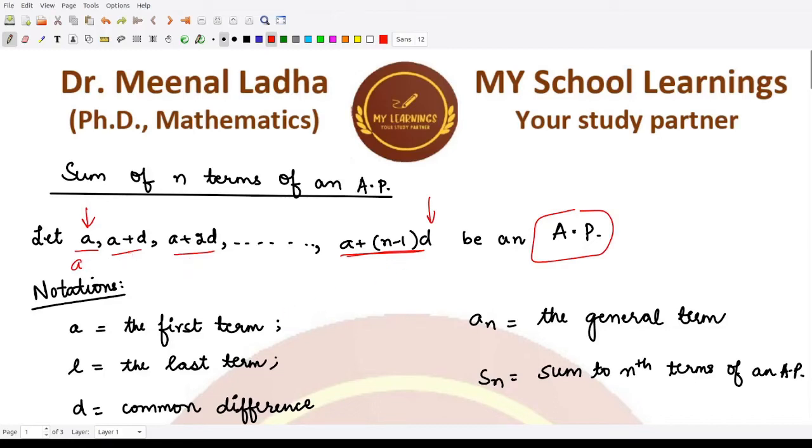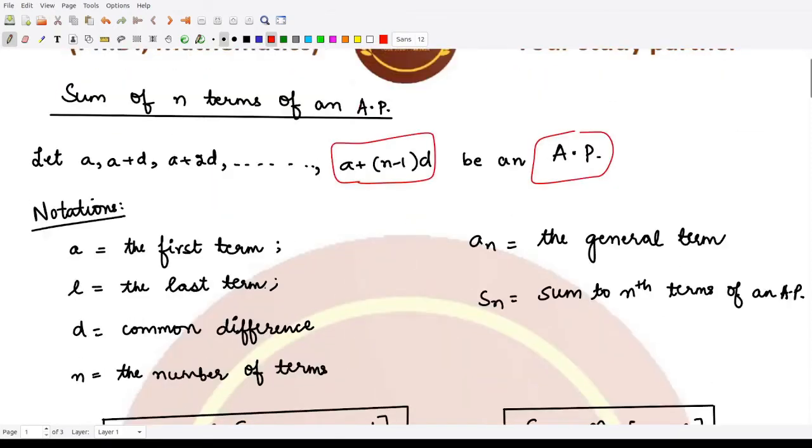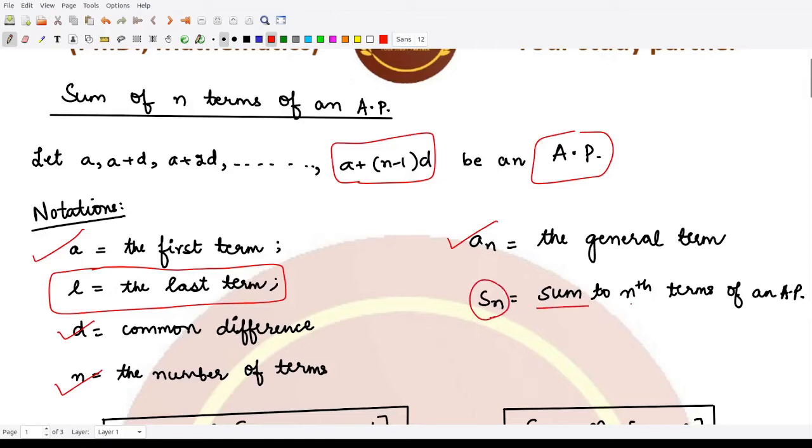Now here, that is what I have written, and moreover, for this last term, we have another notation. We denote the last term by the letter L, right? This is also one of the notations. You know about a, you know about d, you know about n, right? You know the general term. Now the sum of n terms of an AP is represented by capital S subscript n. This is the symbol, and it represents the sum up to the nth term of an AP, right?